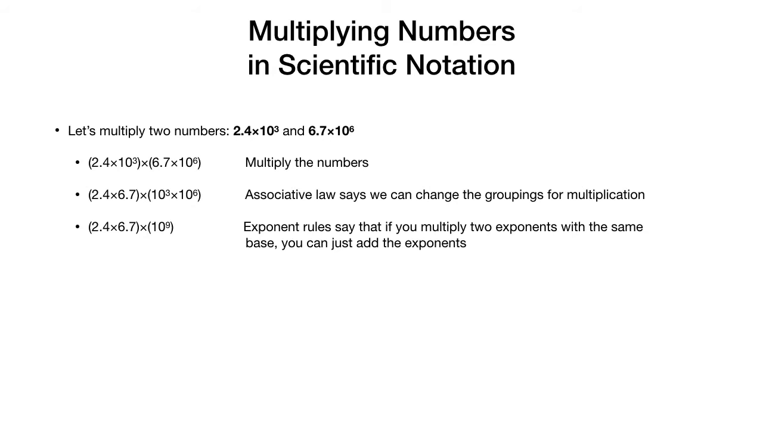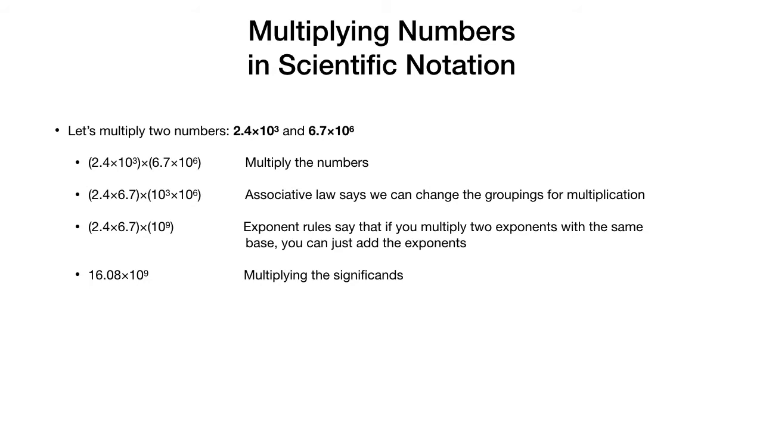Okay, so what happens when we multiply 6 tens by 3 tens? Well, we'll have 9 tens. So the 10 to the third and 10 to the sixth will combine to give us 10 to the ninth. So we can just add those exponents up and get 10 to the ninth. And then we will multiply the significands as normal. And so our result will be 16.08 times 10 to the ninth.